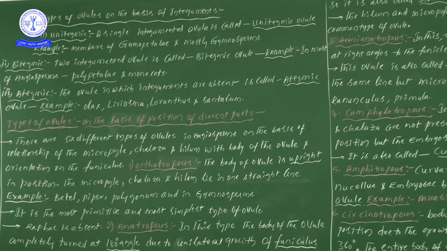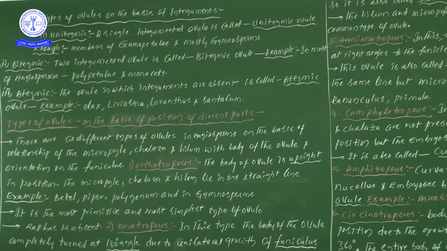Through my voice you try to get what the types are. So this side 2 are there, and remaining that side are there, but totally 6 types are there. I will read the 6 once and tell you, just try to remember. First one is Orthotropus, Anatropus, Hemianatropus, Camphilotropus, Amphitropus, Circinotropus.